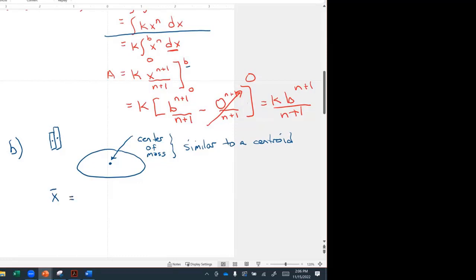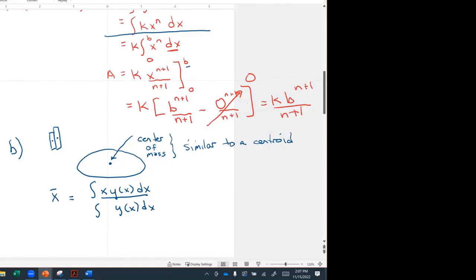The formula I have is the integral of x times y of x dx, divided by the integral of just y of x dx, because this is the area. We're basically multiplying the weights, the x times the area, divided by the area.